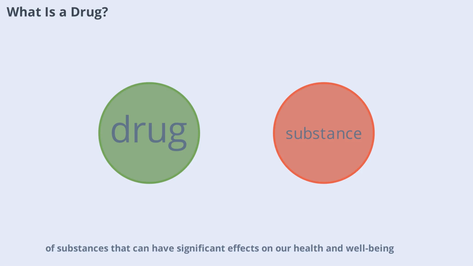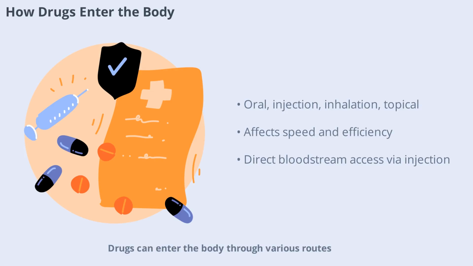Understanding what constitutes a drug helps us appreciate the wide range of substances that can have significant effects on our health and well-being. Drugs can enter the body through various routes, each affecting how quickly and efficiently they work. The most common methods include oral ingestion, injection, inhalation, and topical application. For example, swallowing a pill allows the drug to be absorbed through the digestive system, while injections deliver the substance directly into the bloodstream for rapid action. The route of administration plays a vital role in determining the onset, intensity, and duration of a drug's effect.